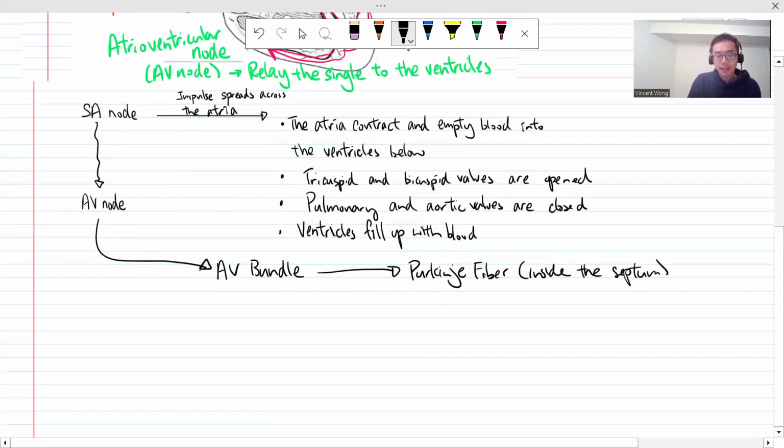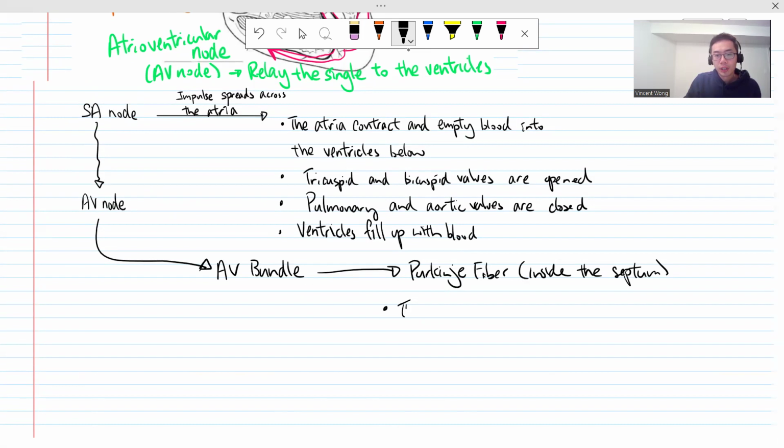Now, when this happens, it's time for the atria to relax. It's finished. They have finished squeezing the blood into the ventricle. They don't need to squeeze anymore. Now it's time for them to relax. And as soon as they relax, they will start to fill up with blood. The atria relax and fill up with blood.